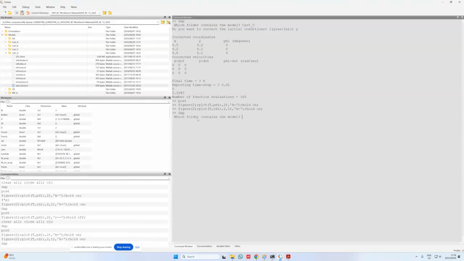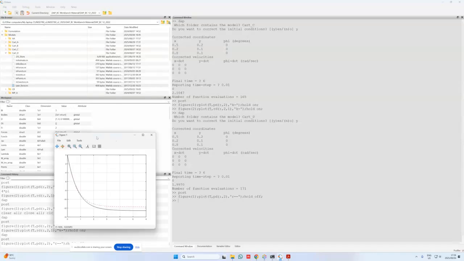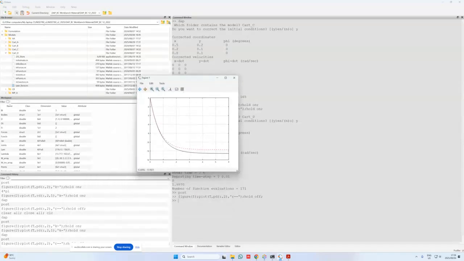And then I'm going to rerun DAP now for cart D, with corrected initial conditions, 6 seconds final time, and a reporting time step of 0.01. I run post, and now I can run figure 1 again. I just make sure to change the line properties over here and then also say hold off. Okay, and now we can see the overlay that we have.